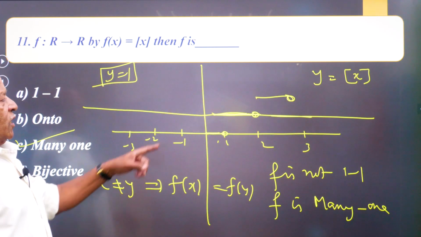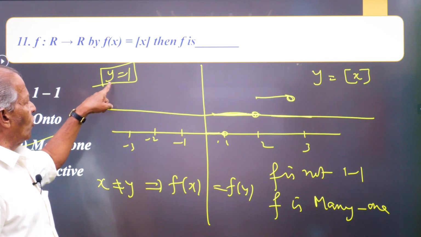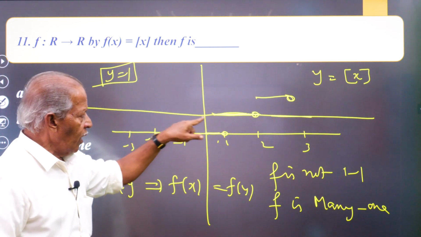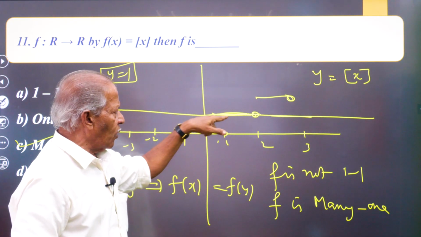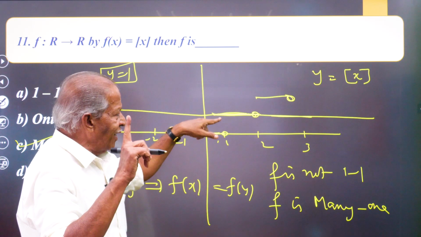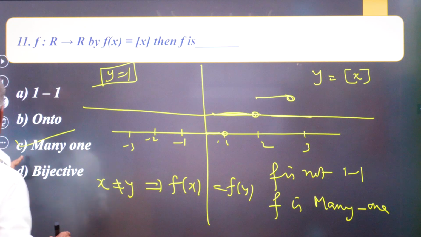This function, the greatest integer function, how to draw it, you know that. Now draw the graph y equal to 1, which is of the form... Here it cuts the graph at so many points, an infinite number of points. At only one point it would be one-one, but many points means it's not one-one, it is many-one. The correct answer is C.